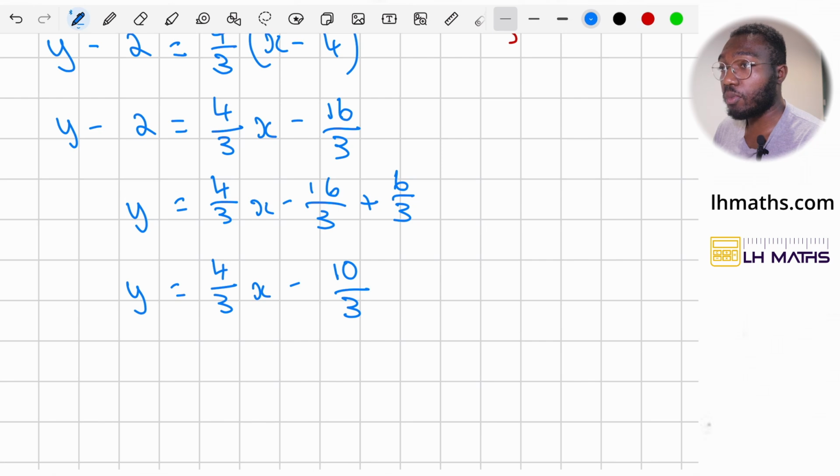So we know that the normal to the curve y is equal to 8 minus 3 root x at the point where x is equal to 4, the equation of the normal is y is equal to 4 over 3x minus 10 over 3.